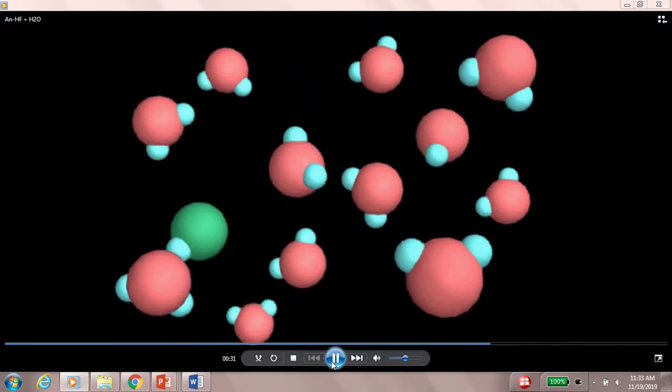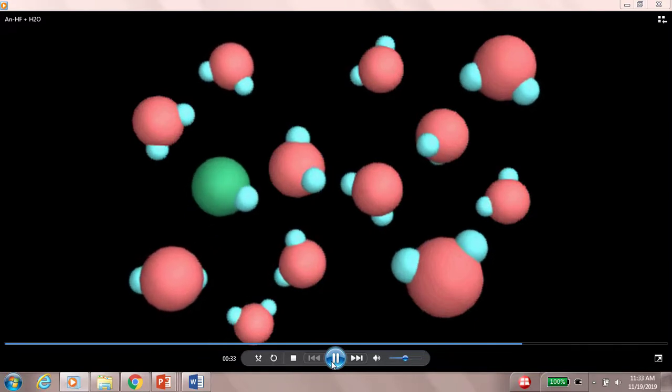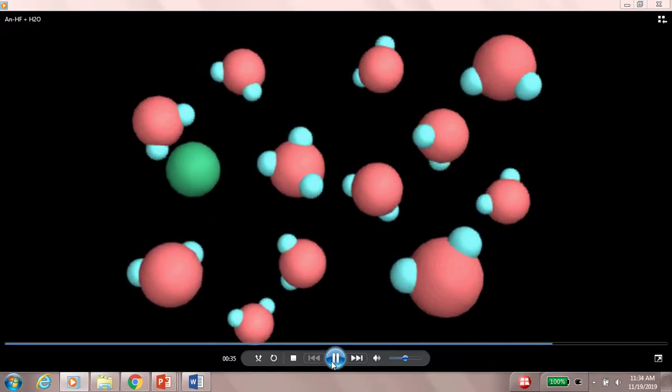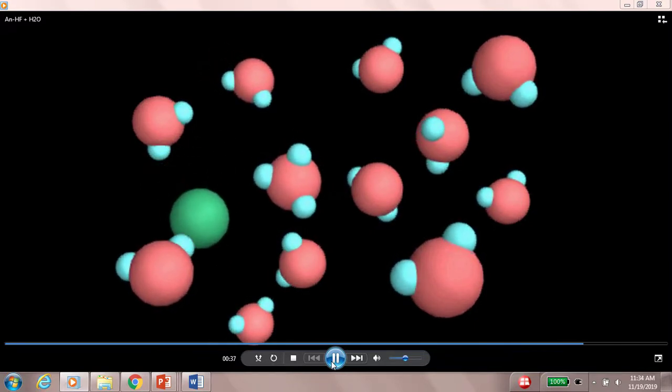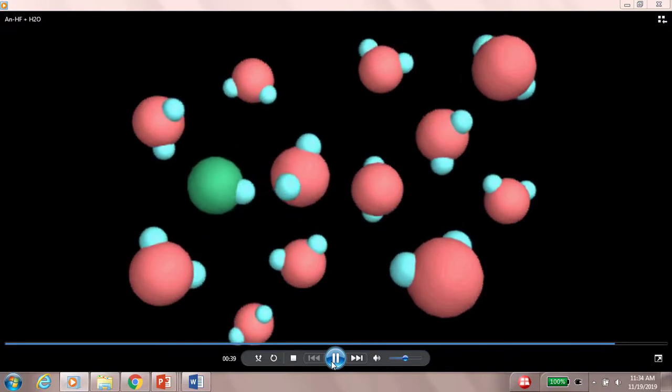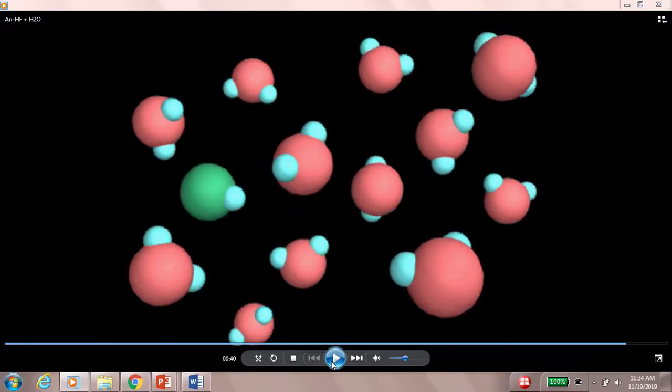left is HF. And again, as HF interacts with water molecules, every once in a while it will transfer a hydrogen, but the hydrogen wants to stay on fluorine. This is not an extensive reaction, and the reactants are what are primarily present at the end.